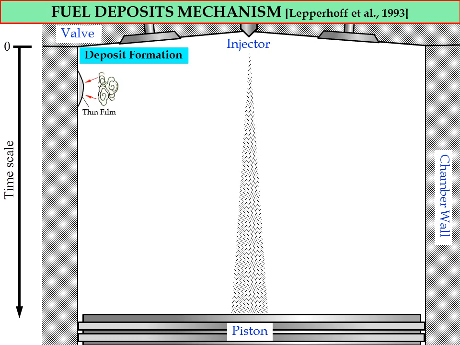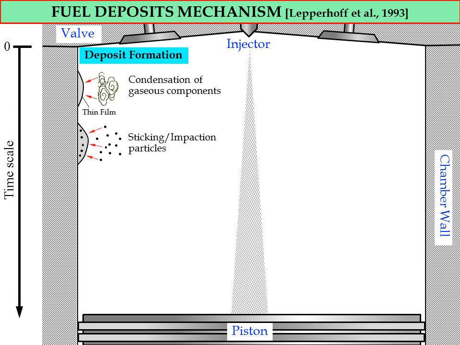So the first process is the formation of a thin film in the combustion chamber, where we have condensation of gas components due to the reduction of gas temperature inside the combustion chamber. So from the vapor or gas phase, the fuel will change into a liquid film and attach to the chamber wall. Next, the particles produced during the combustion process will impact this thin film, and the particles will stick inside the thin film or on its surface. And these two processes we refer to as the induction phase of deposit formation.